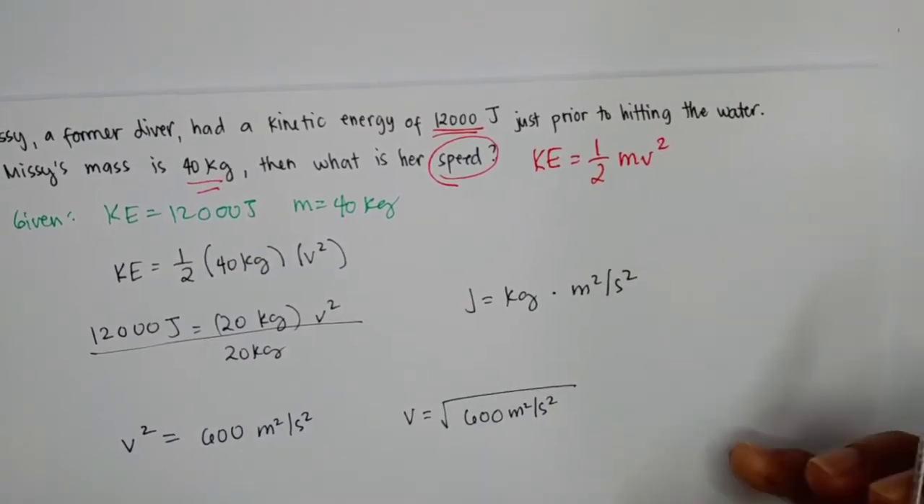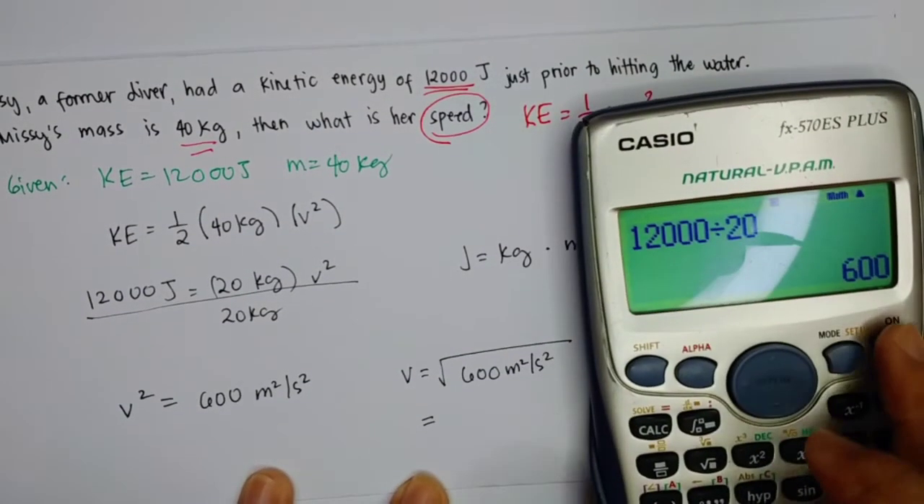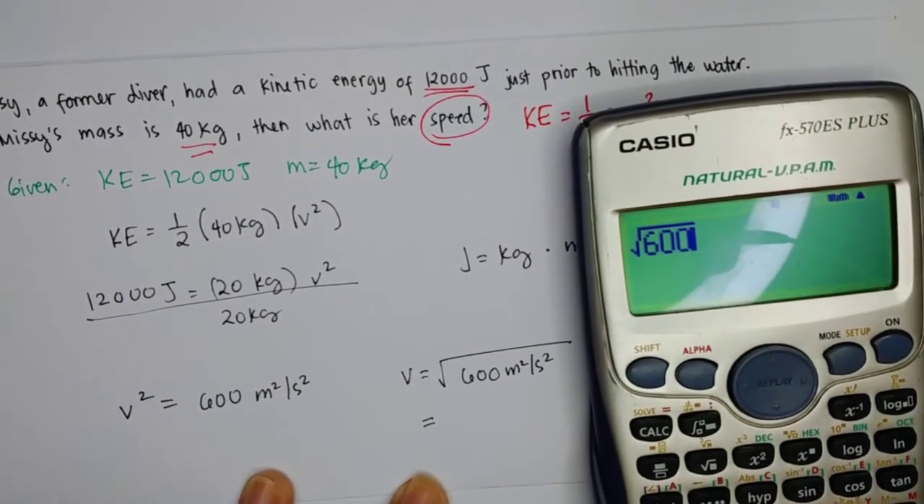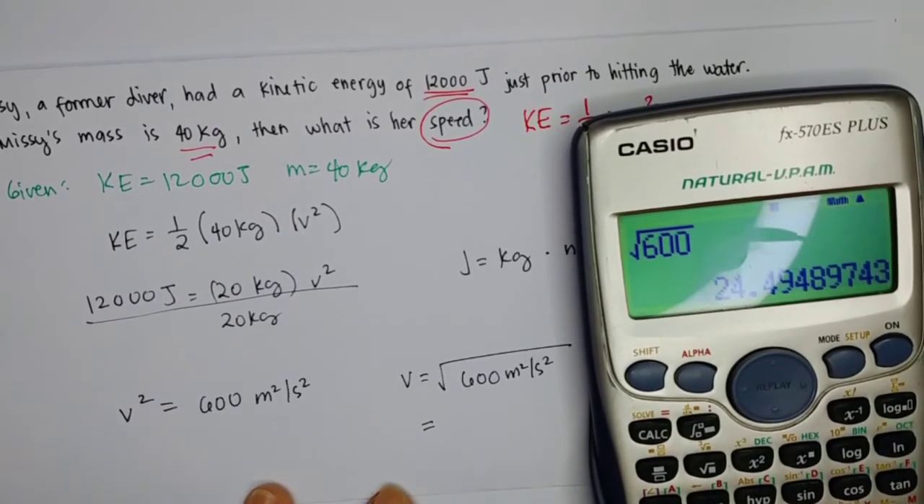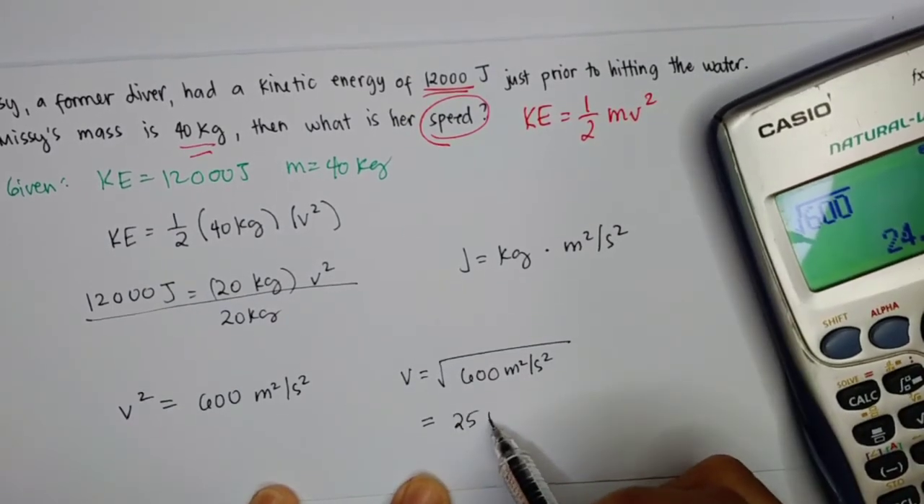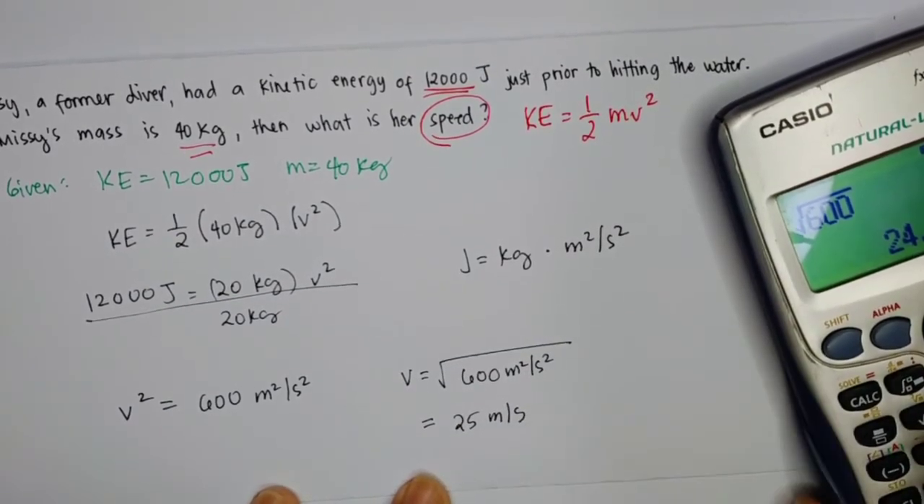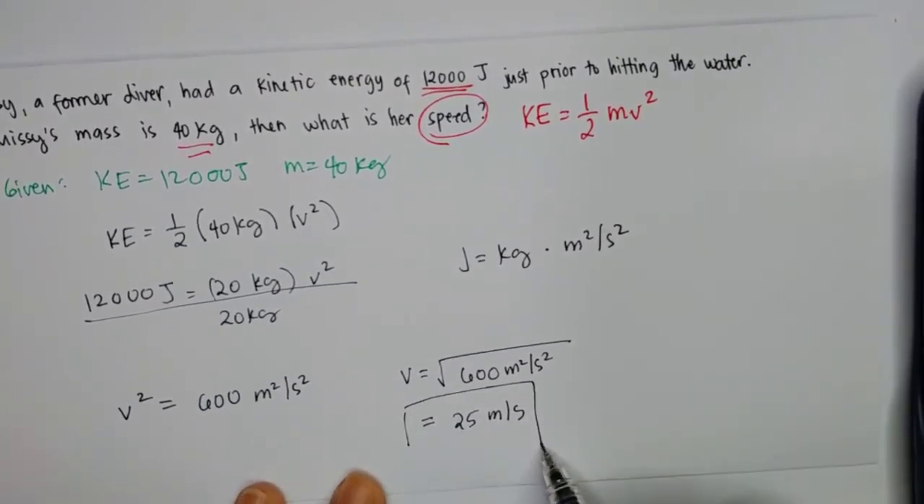So, our velocity, yung speed natin is square root ng 600. So, round off natin ito sa nearest whole number. So, this will be 25 meter per second. So, yan yung speed ni Missy.